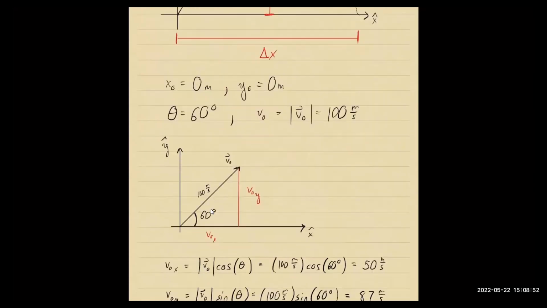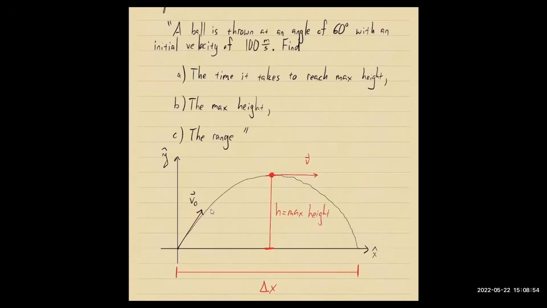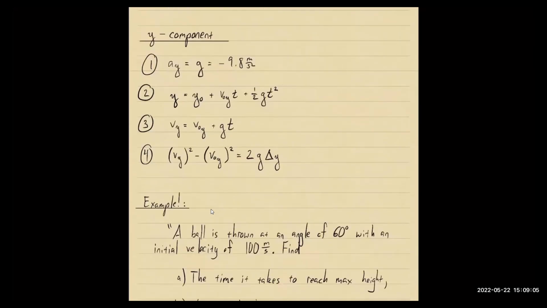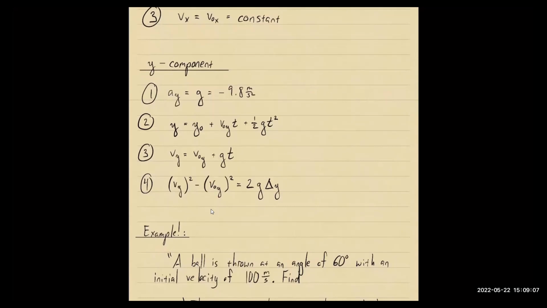All right, so that's it for the time. And then part B is asking, well, what is the actual maximum height of this object? So we can figure that out in 2 ways, right? If we go back to our y component equations, we know that we can find the maximum height by plugging in the time it takes to reach maximum height, as well as the initial velocity's y component, and the acceleration.